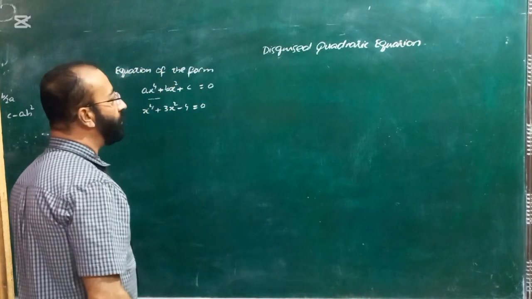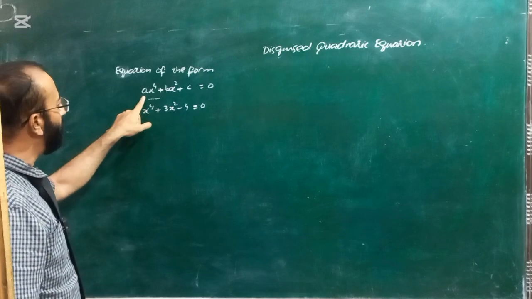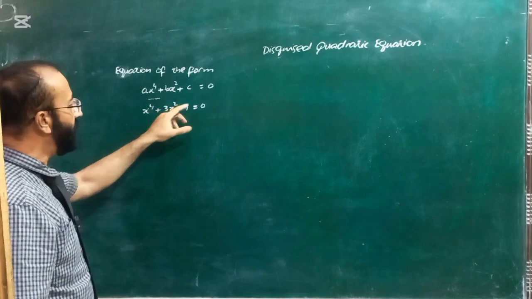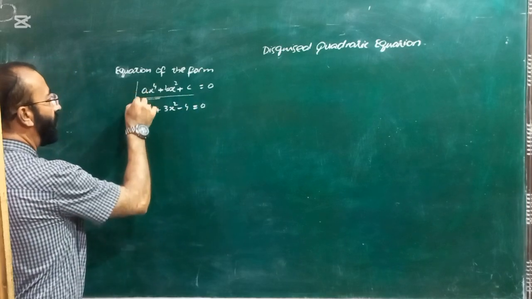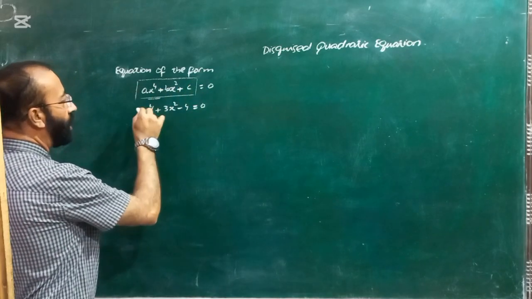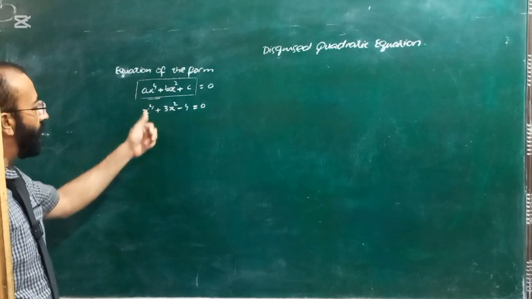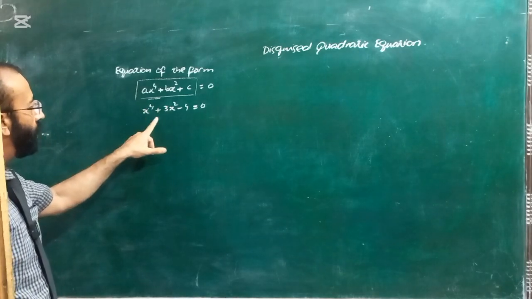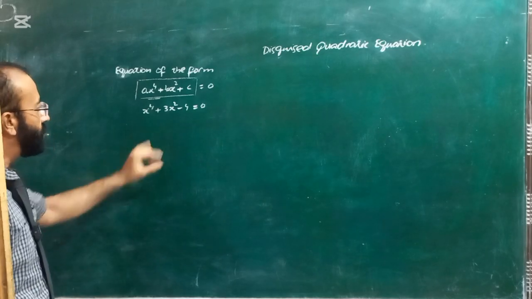The first form of the disguised quadratic equation may be of the form ax^4 + bx^2 + c. If you look at the equation, this doesn't look like a quadratic equation, but when we solve it, it will become quadratic. Here is a question of this type: x^4 + 3x^2 - 4 = 0, and the requirement is to solve it.